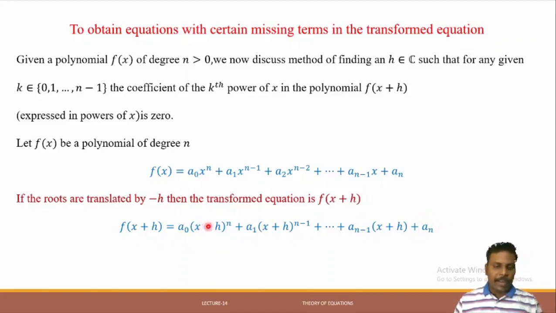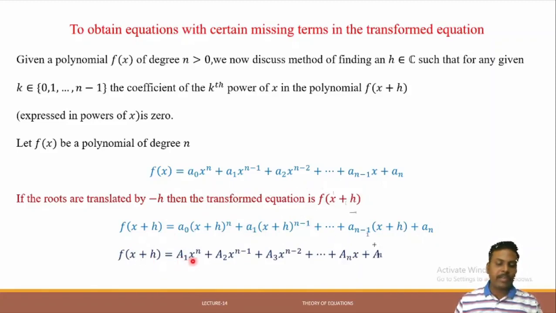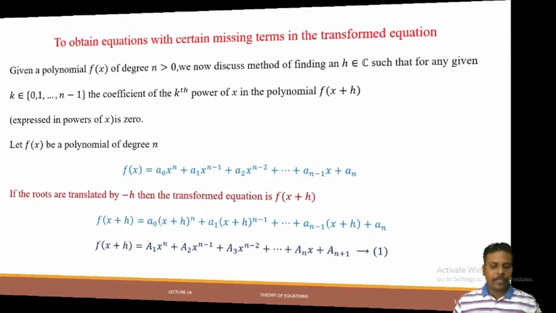Now upon expanding it and regrouping the terms, we get an nth degree polynomial. Let me write that as f of x plus h is equal to a1 x to the power n, a2 x to the power n minus 1 and so on up to an x, a n plus 1. Call it equation 1.